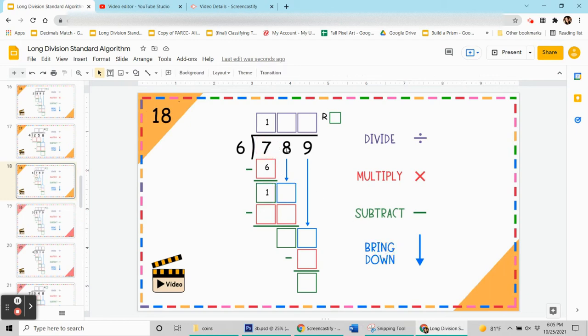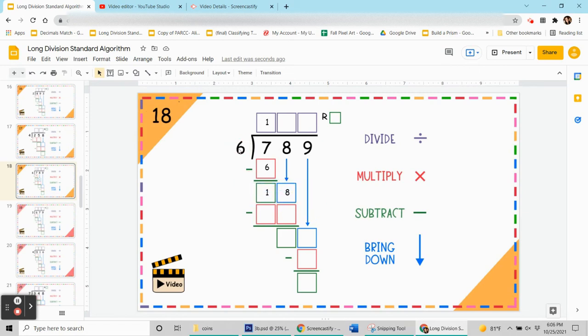So we're going to come over to the 8, bring it down, and now we have a number we can work with, which is 18. So our next step is to go back to the top here and divide. And we're using that 6. We're going to do 18 divided by 6.